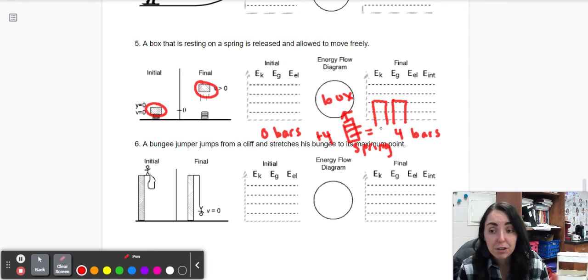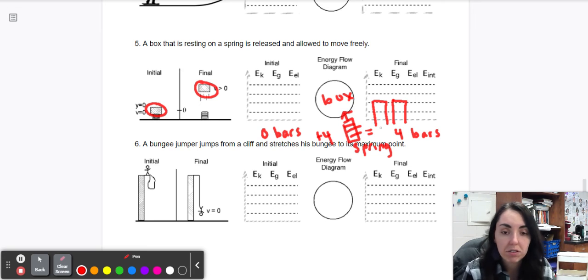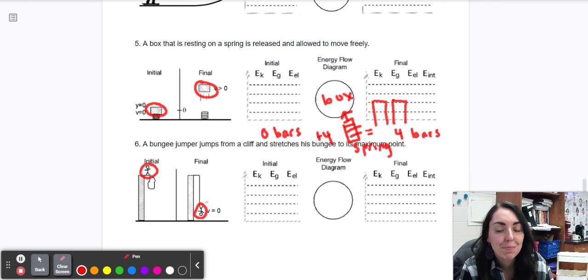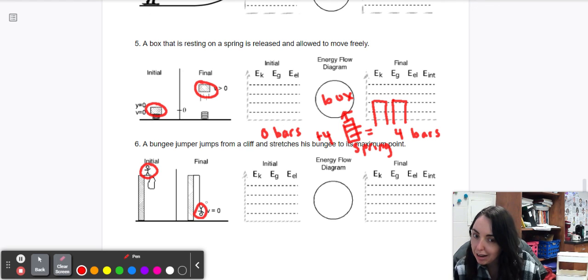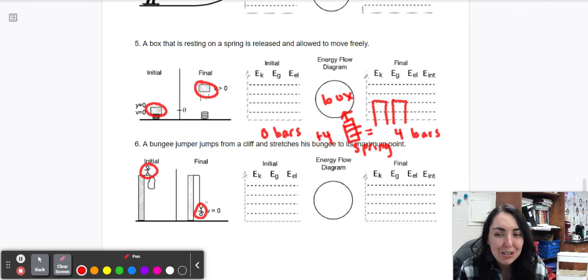So some of these scenarios will look similar from when we did pie charts, but when we did pie charts, we were looking at the whole big picture as a system, but here we're really isolating the system. So like in this case with number 6, we got the jumper. That doesn't include the bungee cord. So the bungee cord is going to do work on him. So we need to make sure that we keep that in mind when we're drawing him. So he starts with some gravitational positional energy, but at the end he doesn't have any gravitational position energy. Well, where did it go? Well, it went to the bungee cord.